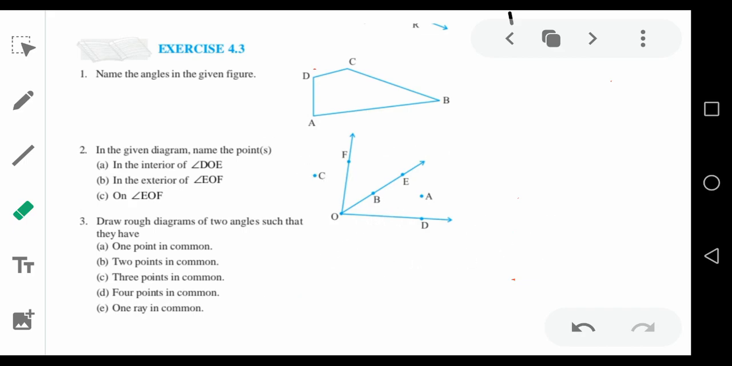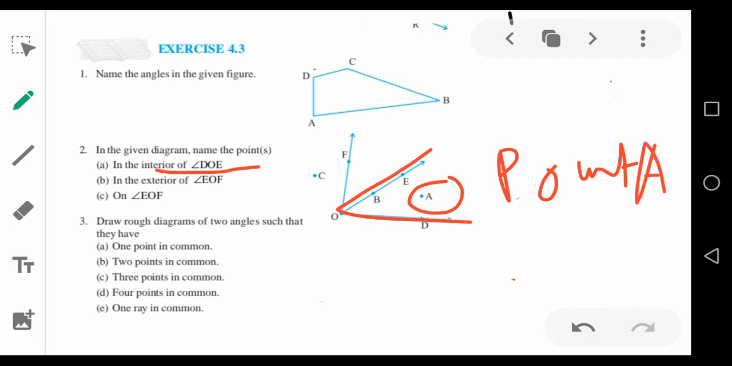In the given diagram, name the points in the exterior of angle DOE. Angle DOE we are talking about. Which points are in the exterior? So where is angle DOE? D is here, O is here, E. So this angle we are talking about. Which points are in the interior of angle DOE? You can see only point A is in the interior. Not angle A, point A.